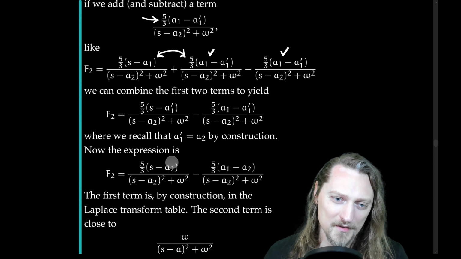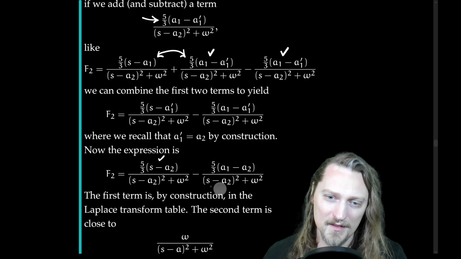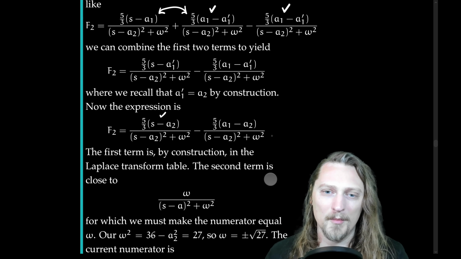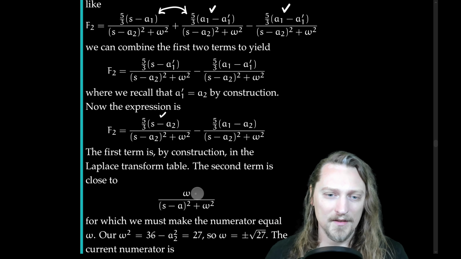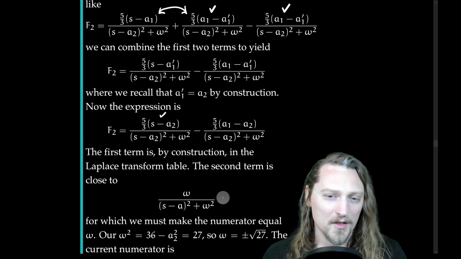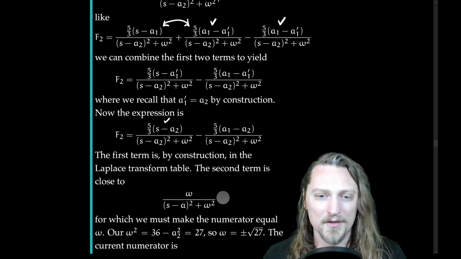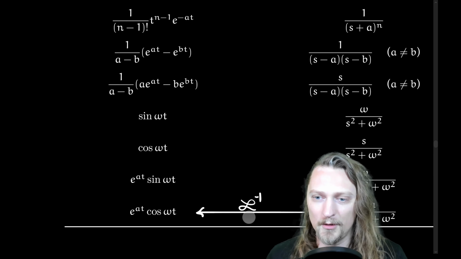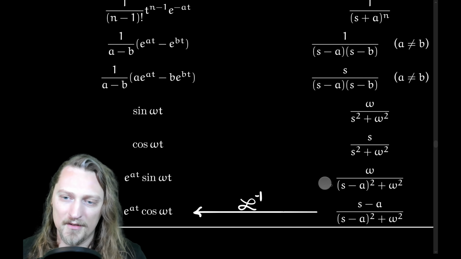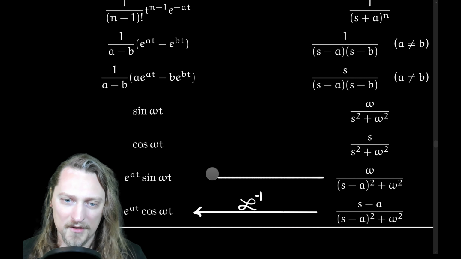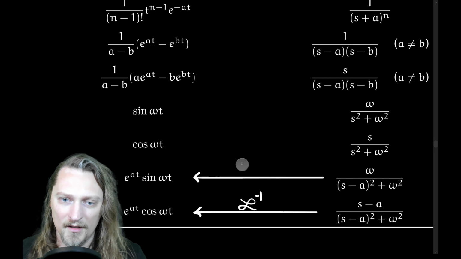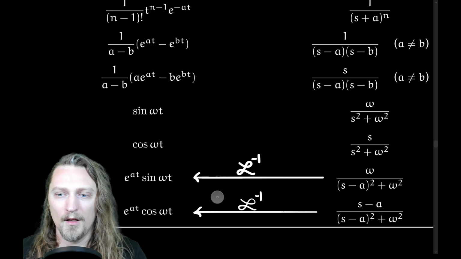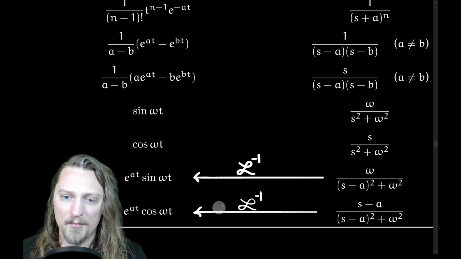So we know this term is all good. We're good with this term. This is the term that's unknown still. So the second term is close to this transform image that we see in the table. So let's look at the table and find it. It's right next to the other one. Okay, so the inverse Laplace transform of this is given here.